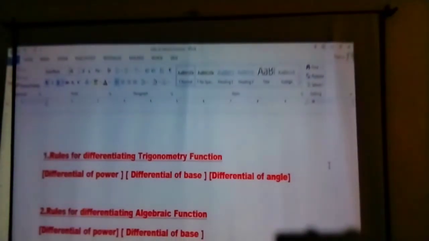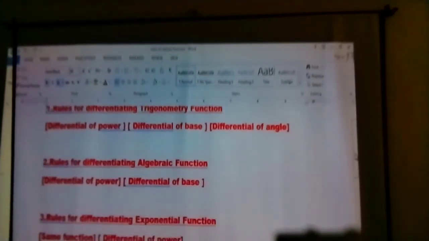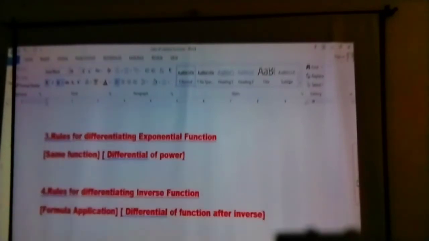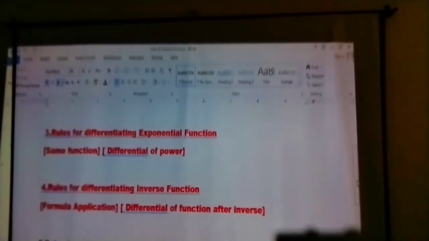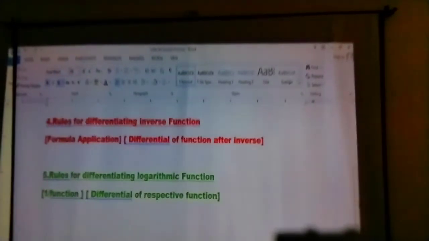For this you should know the rules for various functions also. First one, the rule of differentiating trigonometric function: differential of power into differential of base into differential of angle. Second, rules for differentiating algebraic function: differential of power into differential of base. Third, rules for differentiating exponential function: same function into differential of power. Fourth, rules for differentiating inverse function: formula application and differential of function after inverse. Fifth, rules for differentiating logarithm function: 1 by function and differential of respective function.